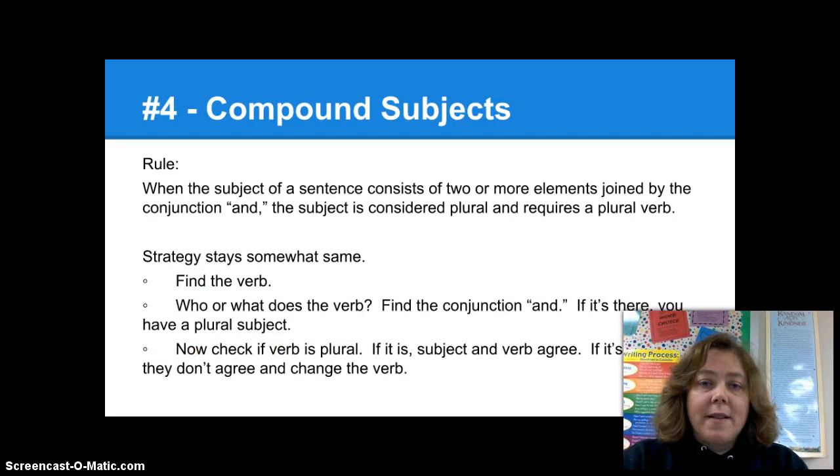Number 4, compound subjects. This is another trick. When the subject of the sentence consists of 2 or more elements joined with a conjunction and, the subject is considered plural and requires a plural verb.